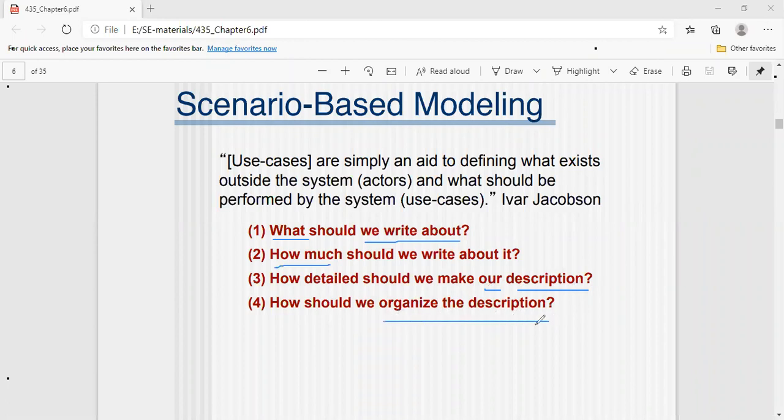If we take one simple module within a project, we should apply these four points to that particular module: what should we write about, how much should we write about it, how detailed should we make our description, and how would we organize the description? In the next slides we are going to see these four points in detail.